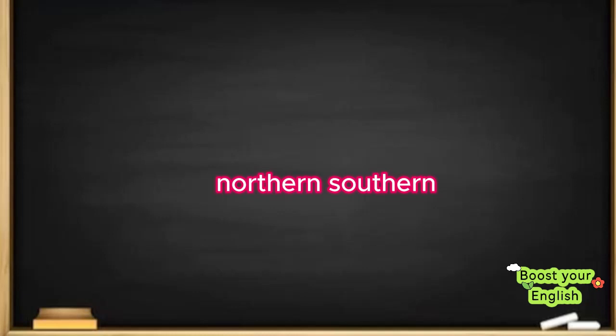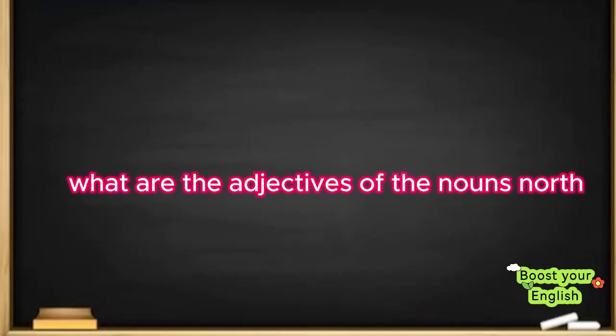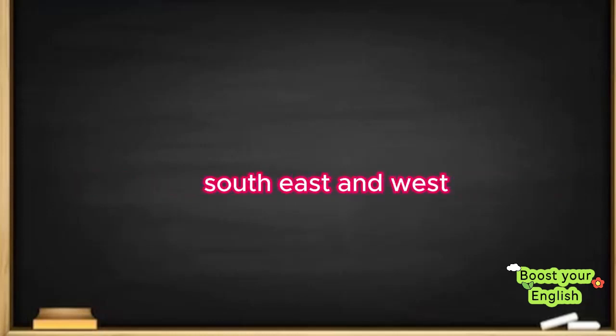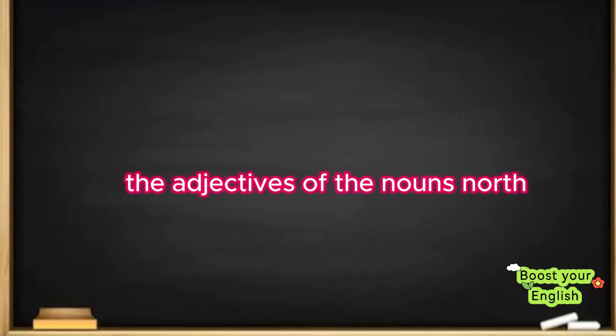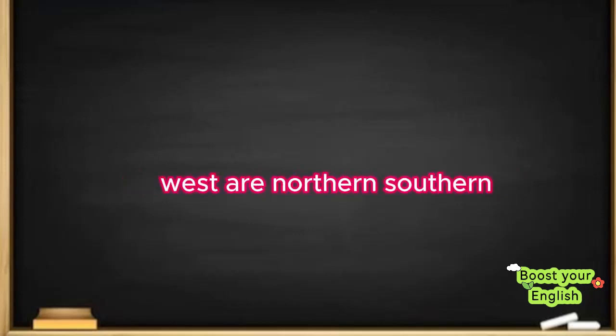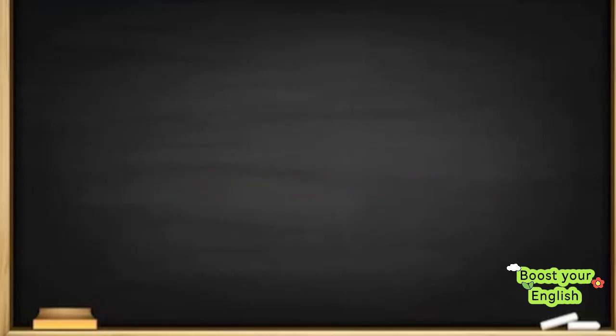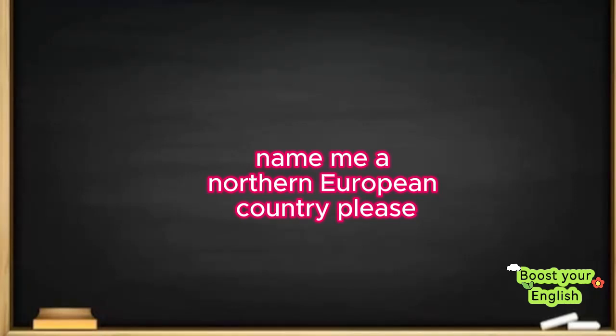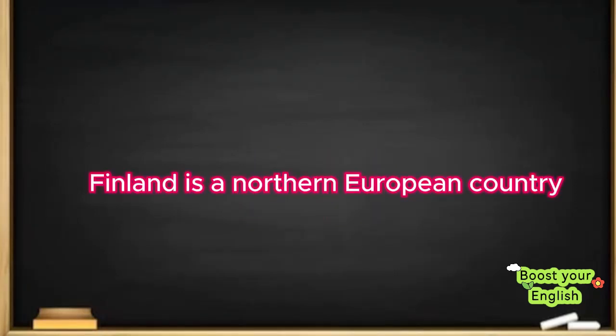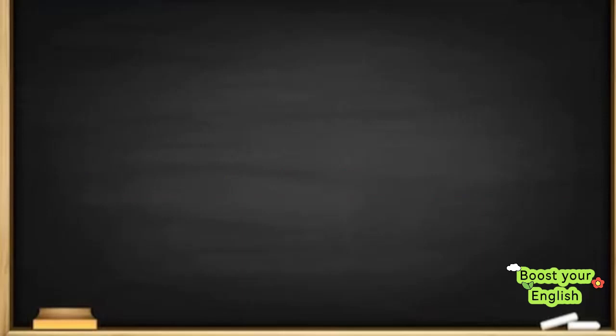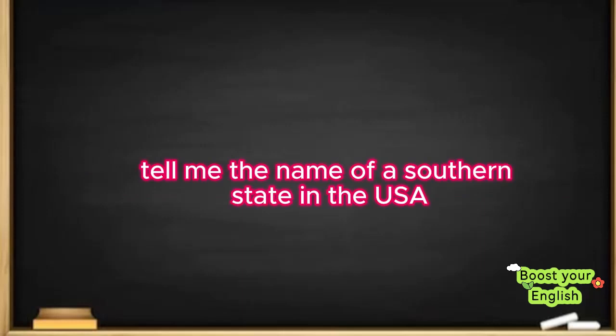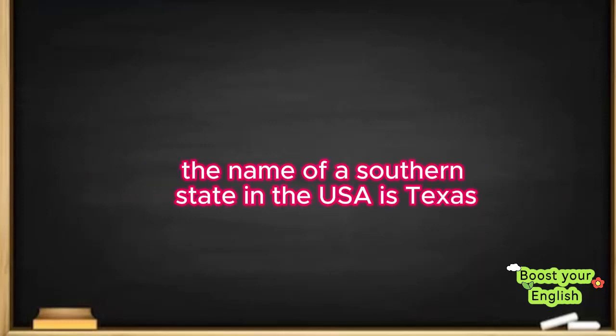Northern, southern, eastern, western, state. What are the adjectives of the nouns north, south, east and west? The adjectives of the nouns north, south, east and west are northern, southern, eastern and western. Name me a northern European country, please. Finland is a northern European country. Tell me the name of a southern state in the USA. The name of a southern state in the USA is Texas.